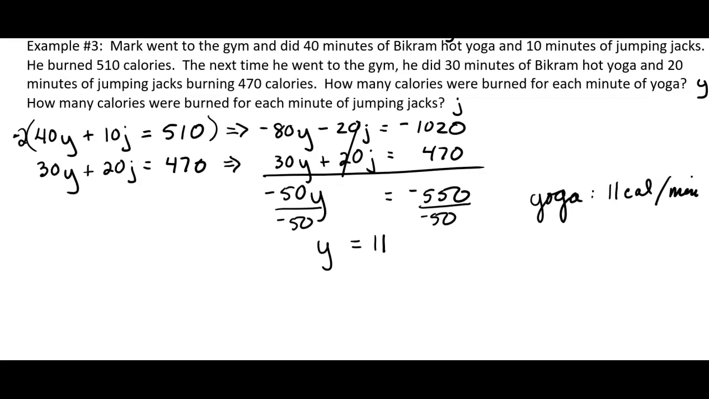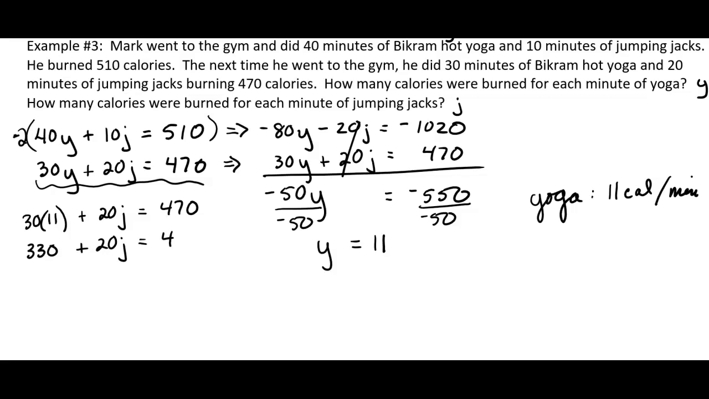Okay, now we have to figure out what J is. So I would take probably this equation right here. It's handy, it's right there for me, and the numbers are smaller. So I'll say 30 times 11, because I just figured out what y was, plus 20j equals 470. Okay, so 30 times 11, that's 330, plus 20j equals 470. So subtract the 330. The 20j equals 140.